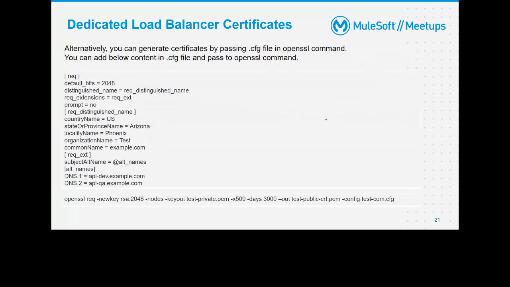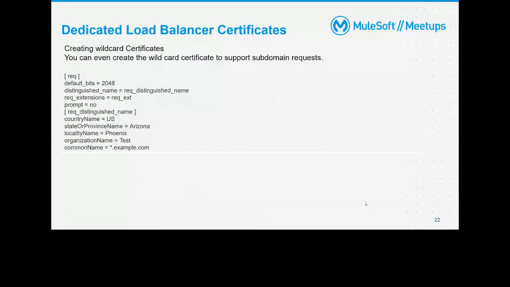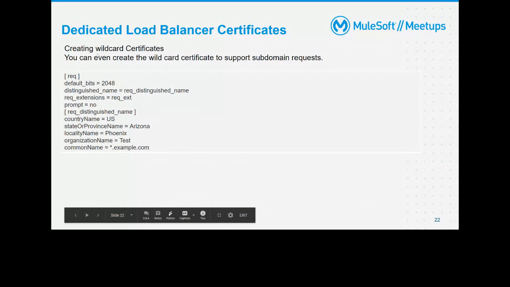Also, a dedicated load balancer supports multiple DNS names. You can map multiple domains with one single dedicated load balancer. So you can also create a config file like that. You can say what country you require, and all these parameters you can configure, and what DNS names need to be supported, like api-dev, api-qa, example.com, and you can again use this particular OpenSSL utility. Also, a dedicated load balancer supports a wildcard certificate like *.example.com. Sometimes you don't know what your subdomain is, and you can have any subdomain. In that case, you can go with *.example.com. This is the wildcard certificate. You can easily create this config file and run this particular OpenSSL command again. Okay.